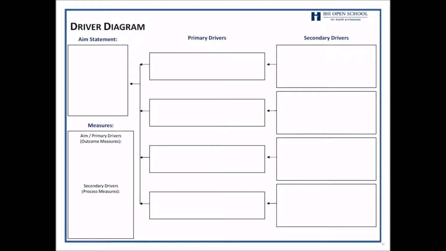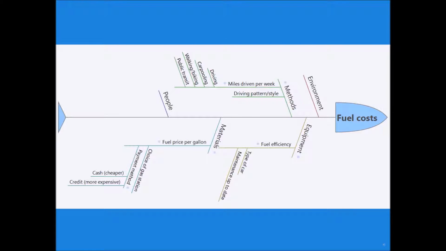Let's look at a non-medical example project and build a driver diagram together to see how it's done. Let's say I want to decrease my fuel costs by 25% over the next 3 months. How do I build this driver diagram? I built a sample fishbone diagram that might come out of brainstorming about this project, and we'll see how we fill these things into our driver diagram.